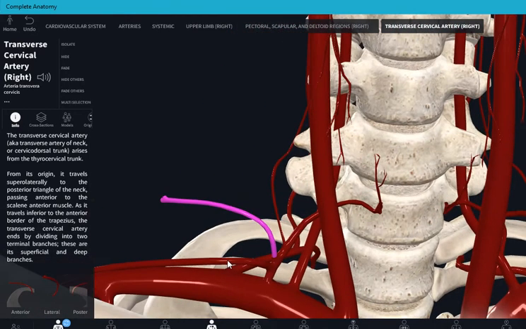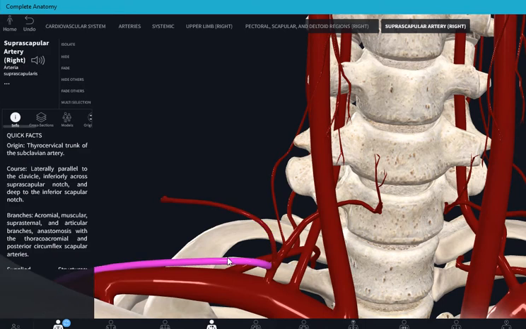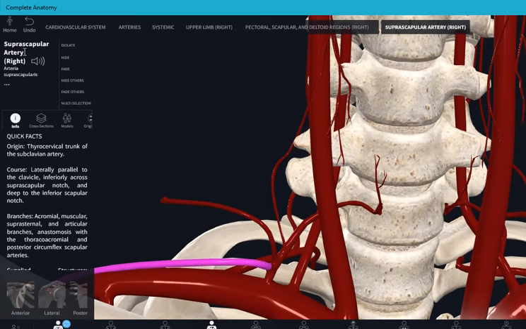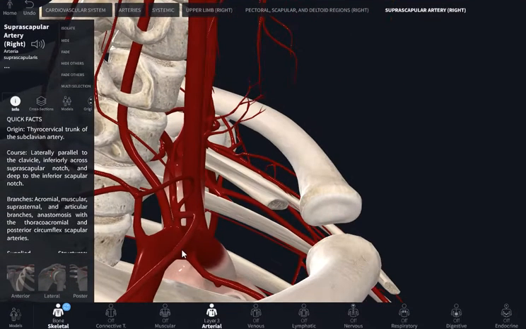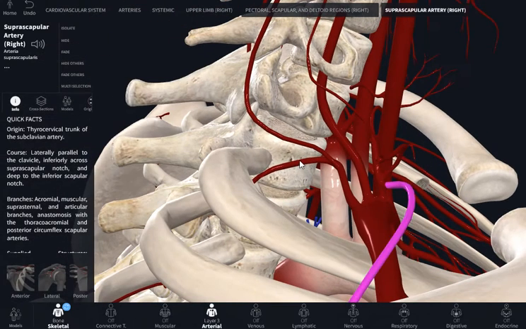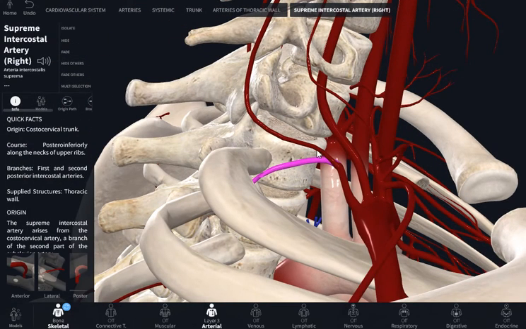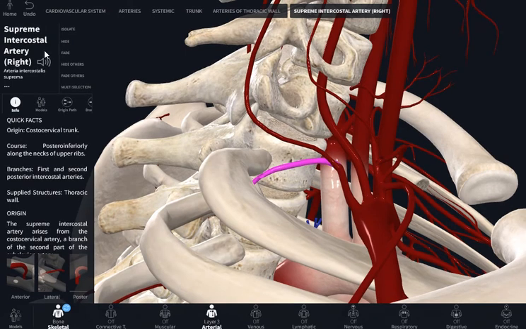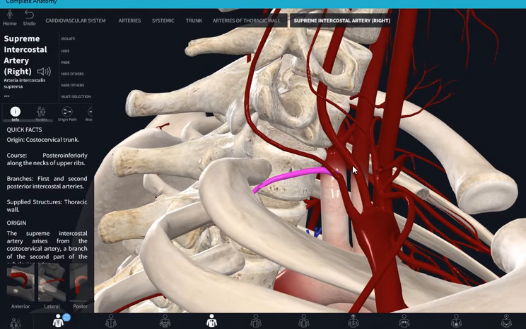Now the thyrocervical trunk also gives this portion which is not involved with the neck, but is instead involved with the upper limb. That's the suprascapular artery. So we can see again the costocervical trunk has given this, and also gives one posterior portion here. The costocervical trunk gives the deep cervical artery and gives one posterior portion, the supreme intercostal artery.